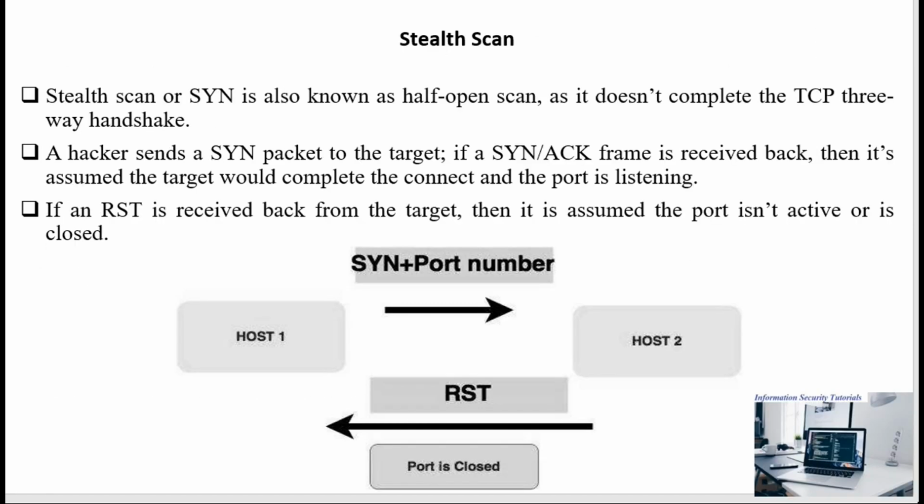Finally, let's talk about the stealth scan. It is also known as a half-open scan, as it doesn't complete the TCP three-way handshake we discussed earlier. Here, an attacker sends a synchronization packet, or SYN packet, to the target. If a SYN/ACK frame is received back, then it's assumed the target would complete the connection and this indicates that the port is listening. If a reset, or RST, is received back from the target, then it is assumed the port isn't active or is closed and therefore the connection can't be established.